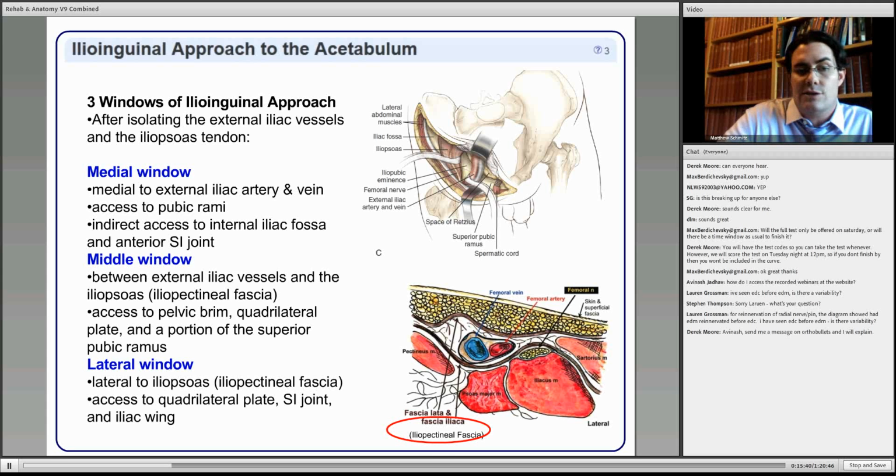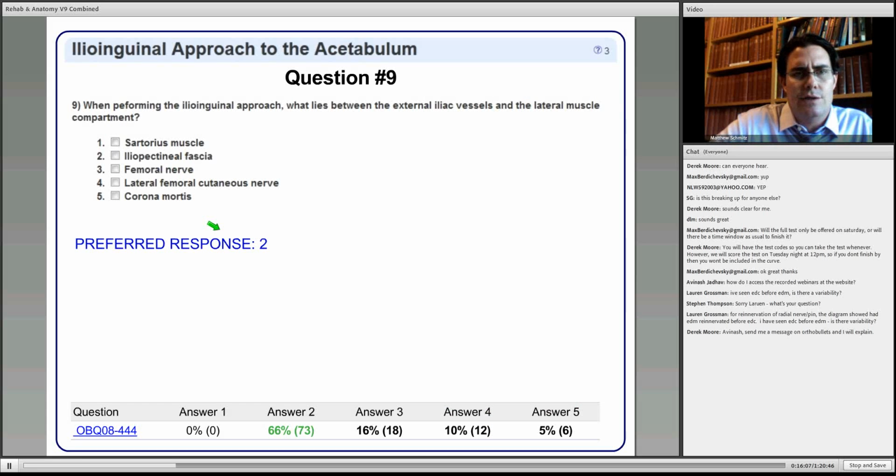If we look at this cross-sectional diagram, we can see that some of the other answer choices were the sartorius. We know the sartorius is farther lateral. The femoral nerve is farther lateral, and specifically that fascia runs underneath your external iliacs, and then wraps in between that and the lateral muscle group, or the iliopsoas. Okay, so that was the question they were asking.